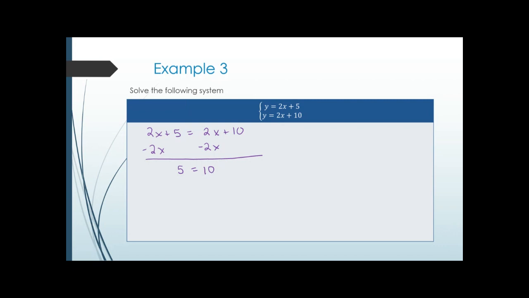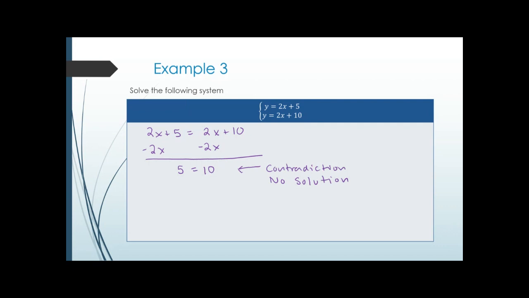Well, that is a contradiction. That is not true. So that is a contradiction. And when you get a contradiction equation, that means that there is no solution because they don't intersect.